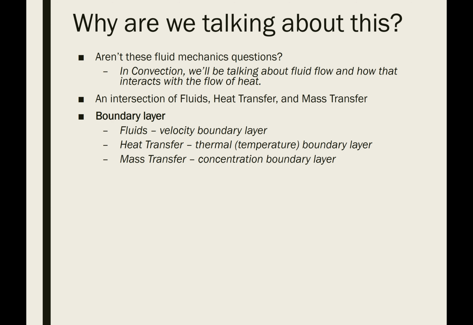In heat transfer, there's going to be something called the thermal or temperature boundary layer. So if there's heat transfer happening between a surface and the fluid, you won't just have a velocity boundary layer, you'll also have a temperature boundary layer. And then in mass transfer, which you'll get later, there is something called the concentration boundary layer. Mass transfer and heat transfer are quite analogous, so I hope that some of the concepts and math you're doing here will help you understand mass transfer better.